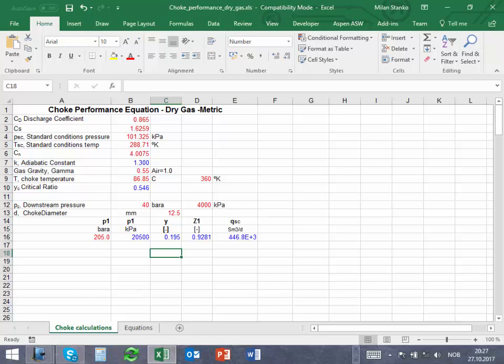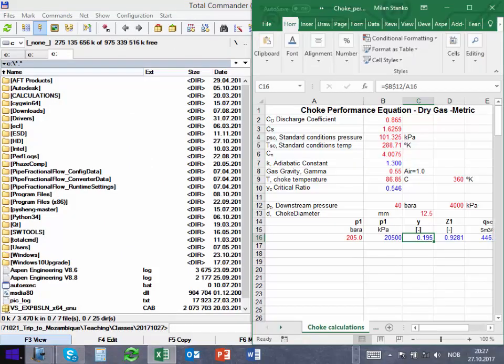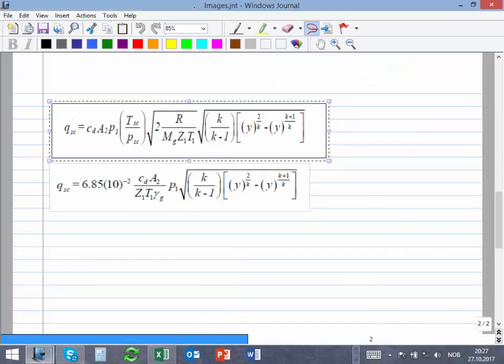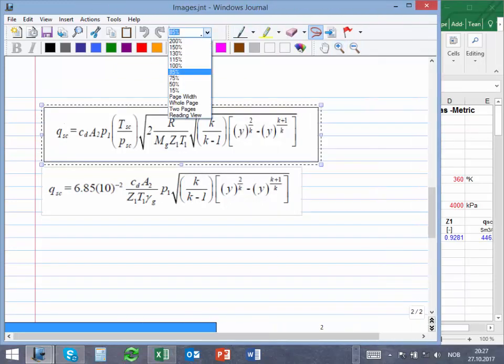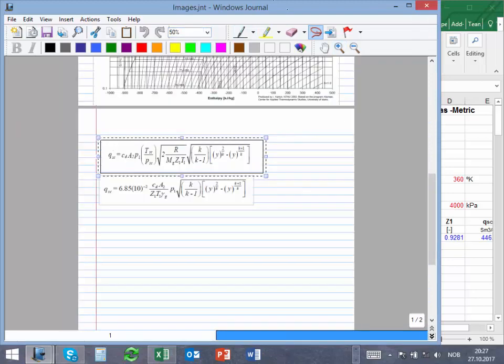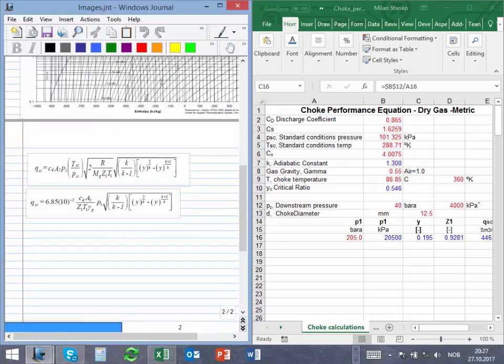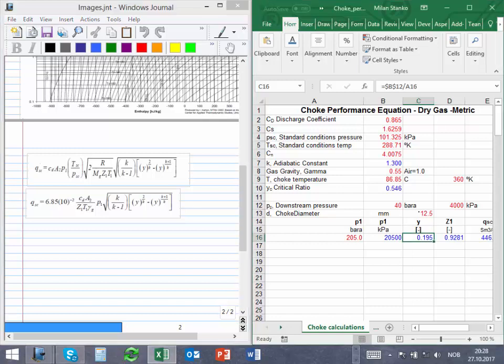So see here I have all the properties I need. That's the Y I have. That's the inlet pressure. Those are things that I need. Let me put it side by side with my equation. So those are all the things that I need for my equation. I need C1. I need the temperature of the choke at the inlet. I need these standard conditions that are given here. I need this coefficient, and I also need the diameter of the choke.